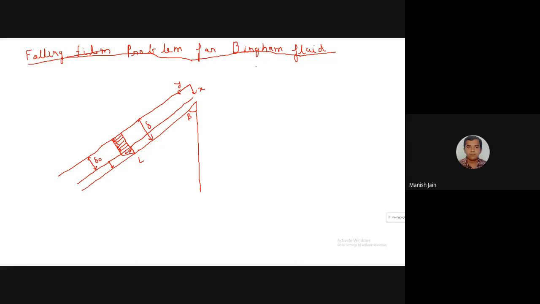So initial stages will be same. First you have to determine the non-zero velocity, which is v. This is the z-axis. This is not y-axis. This is the z-axis. So the velocity is vz, which will depend upon x. The shear stress component is tau xz. That is the non-zero shear stress component. Now you can directly use the equation of motion from the table.